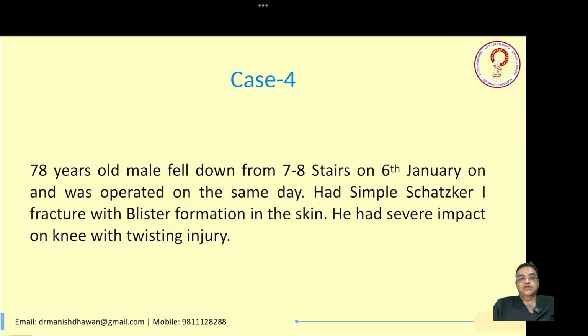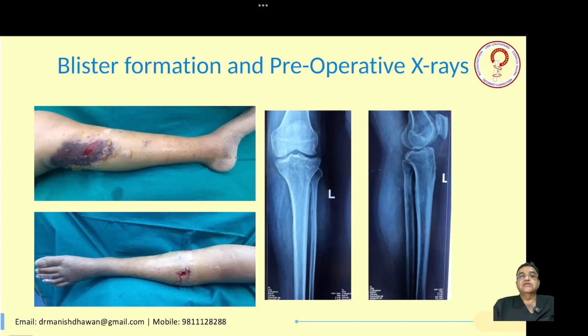Coming to case 4, this is a 78-year-old male who fell down from 7 to 8 stairs, and he was operated on the same day. He had a simple Schatzker fracture with blister formation, and that's why internal fixation was not done. He had a severe impact on the knee with a twisting injury. So this is basically a simple looking fracture, a lateral condyle fracture, it's a Schatzker 1.